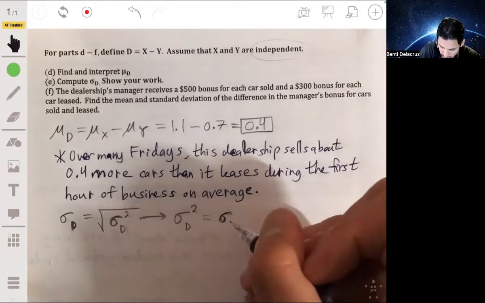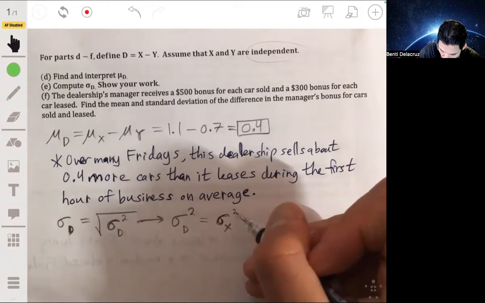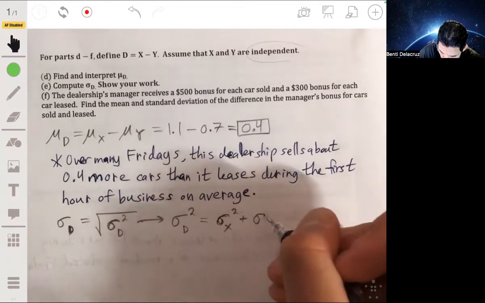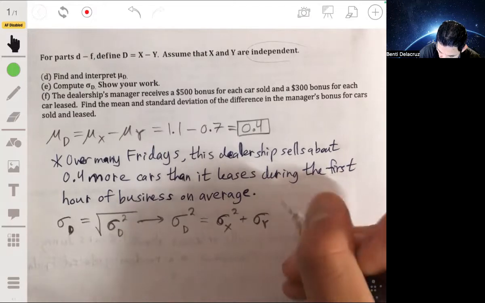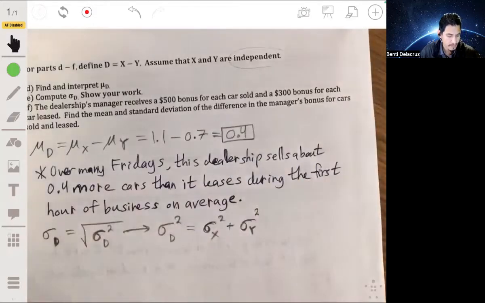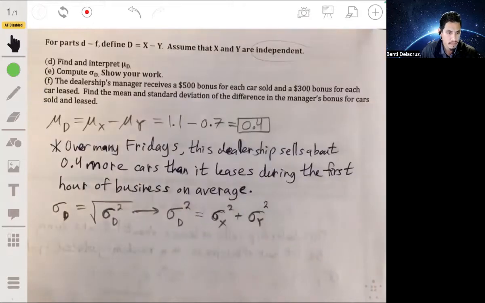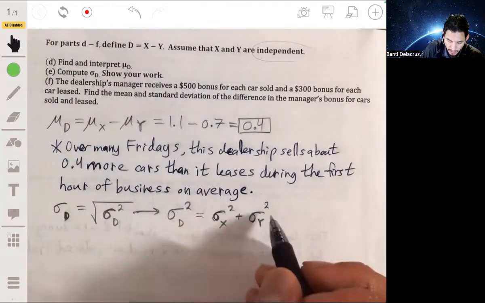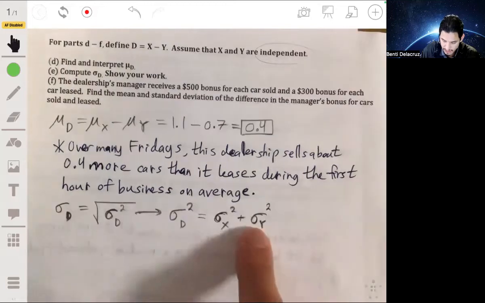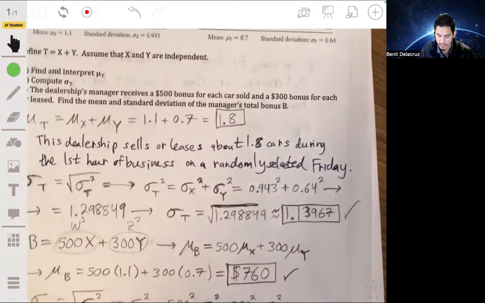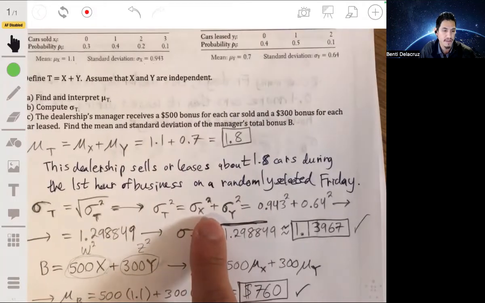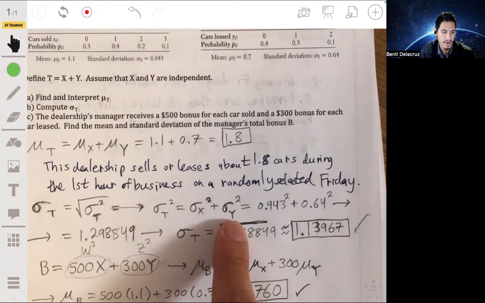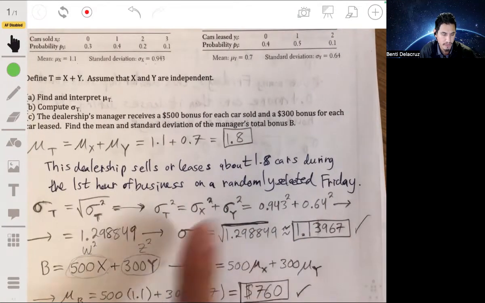The variance of X plus the variance of Y. Really struggling with my sigmas. So the variance of X plus the variance of Y, and we just square root all that. So this is the exact same as we got on the previous page, because that's what we did to get the variance of T. We just added the variance of X and the variance of Y. So the variance of D is the same thing. You don't have to worry about doing all that work.